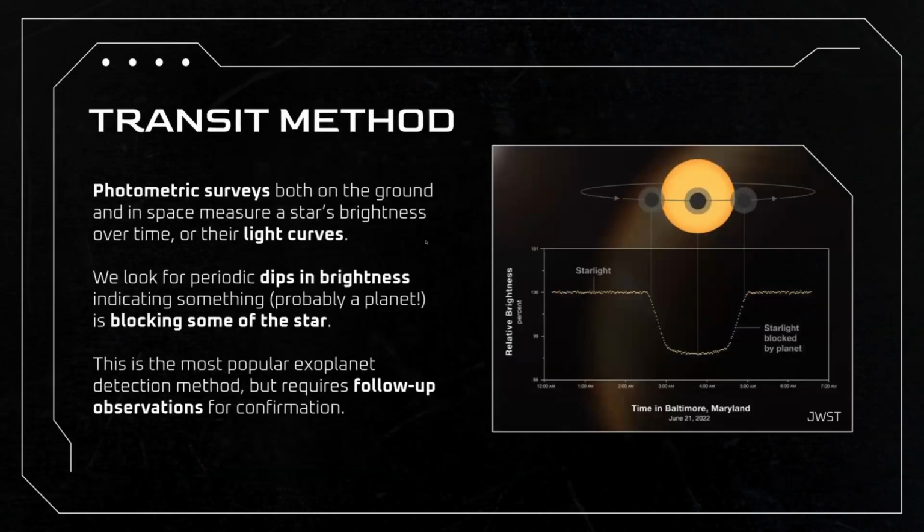So the transit method is where we're measuring a star's brightness over time. What this is called is a light curve. So just brightness on the y-axis, time on the x-axis. We look for periodic dips in the brightness over time, indicating something, probably a planet, is blocking some of the light from the star.